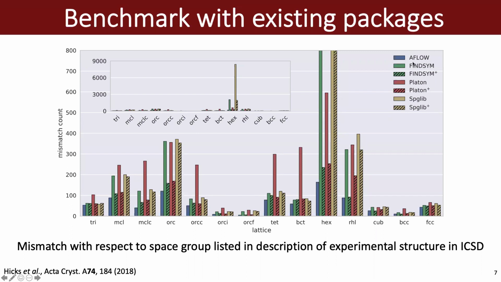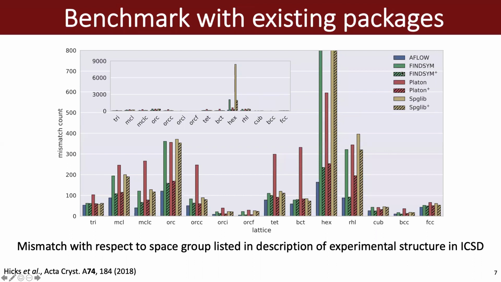And so we analyzed it for certain packages. So FINDSYM, if you're familiar with that, Platon, and SPGlib. And so the taller these bars, the worse they are at capturing the space group with respect to experiment. And so you can see that AFLOW performs the best regardless of what lattice type we're looking at. So it had the fewest number of mismatches.